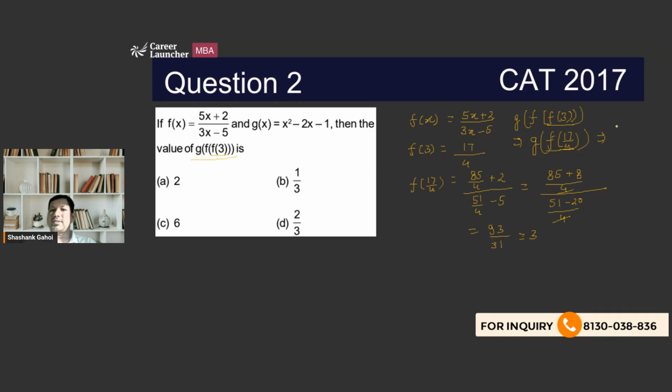So now my question has reduced to g of 3. What is the g function? That is x² - 2x - 1. So g of 3 is equal to 3 squared, that is 9, minus 2x, that is 6, minus 1. So this value comes out to be equal to 2. So my answer to this question is option 5, that is 2. That's how we are going to solve this question.